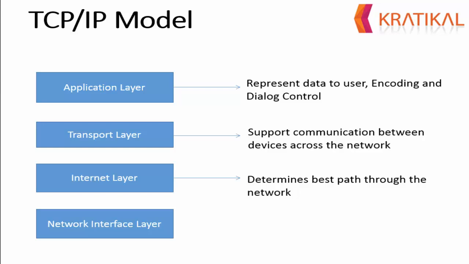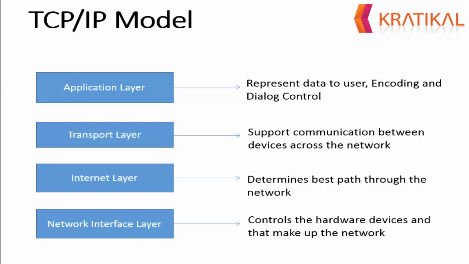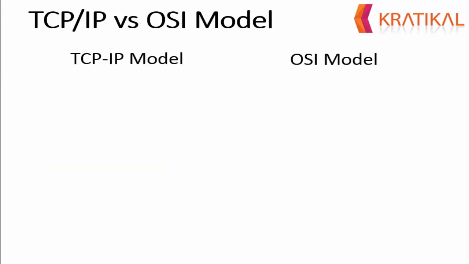Now we will move on to the network interface layer. This particular layer controls all the hardware devices and constitutes the whole network, including your cabling and your router. All these things are included in the network interface layer. So now we know what the TCP/IP reference model means. In the next slide, we are going to discuss how the TCP/IP model is similar to the OSI reference model and how it is different. So let's move on to the next slide.